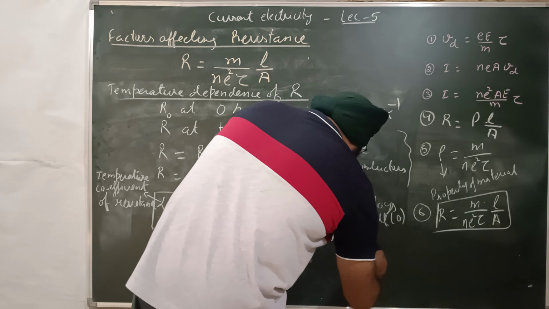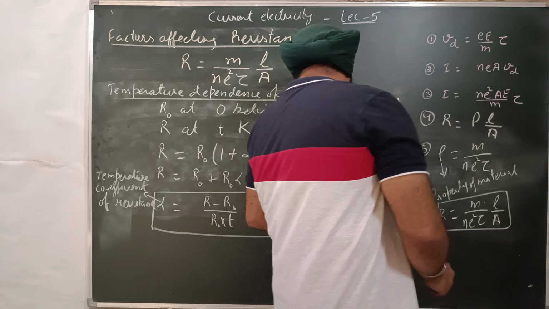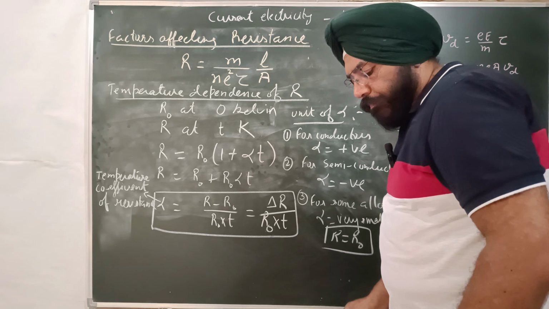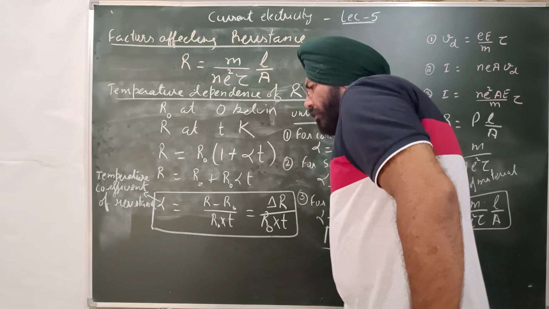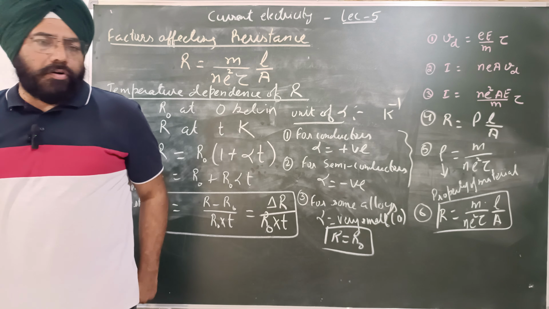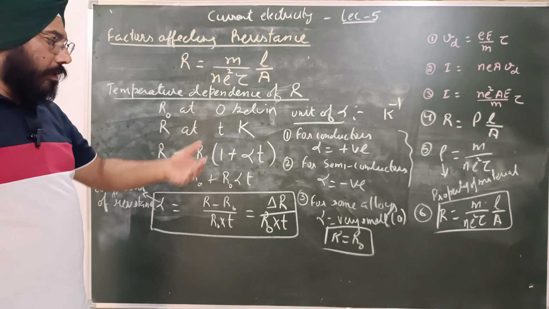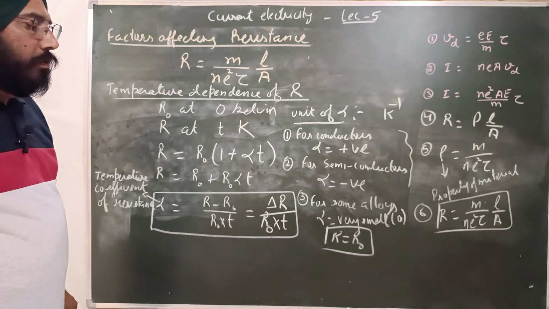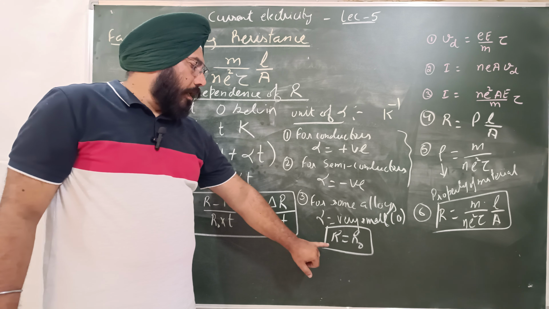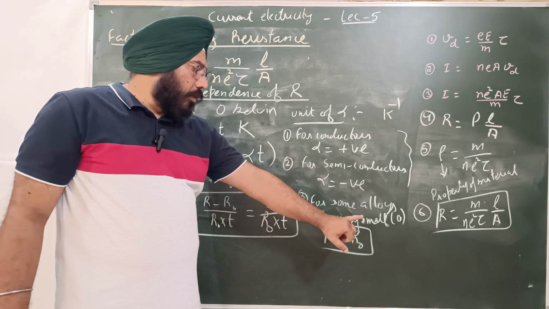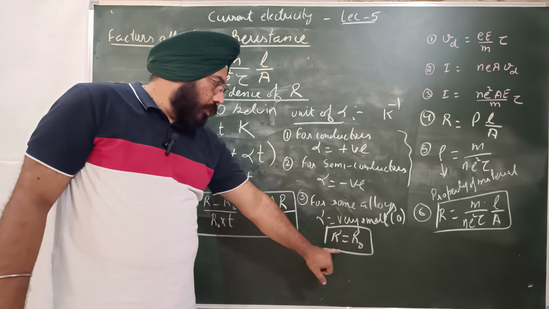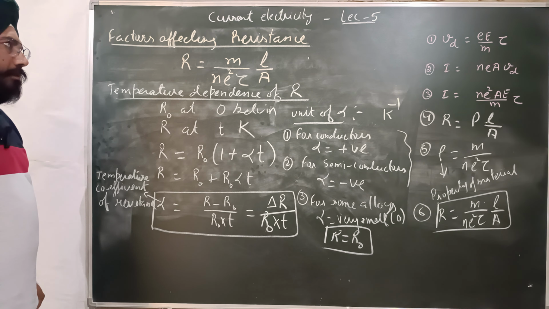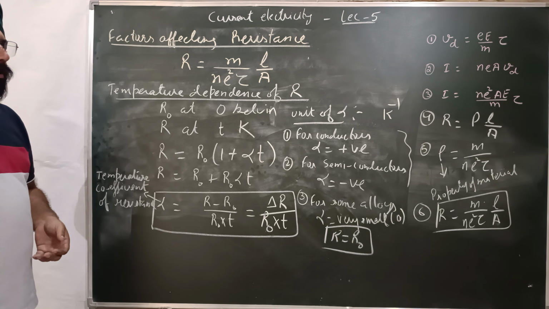Such types of materials will be used to make standard resistances or resistance boxes. Constantan and manganese: you can make a note of this, and I will talk about them in my next lecture. These are special materials for which alpha is very, very small or near about zero. That's why they are used for making standard resistances. So these are the factors that affect the resistance.